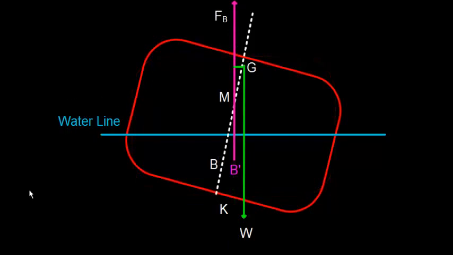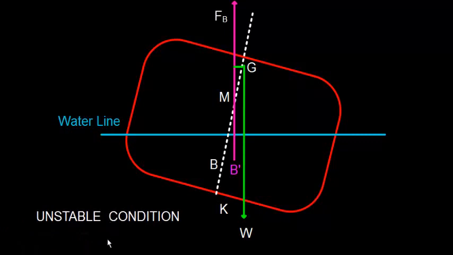Well, now the vessel is heeled. Heeled means transverse inclination due to some external force. So this is the example of unstable condition.